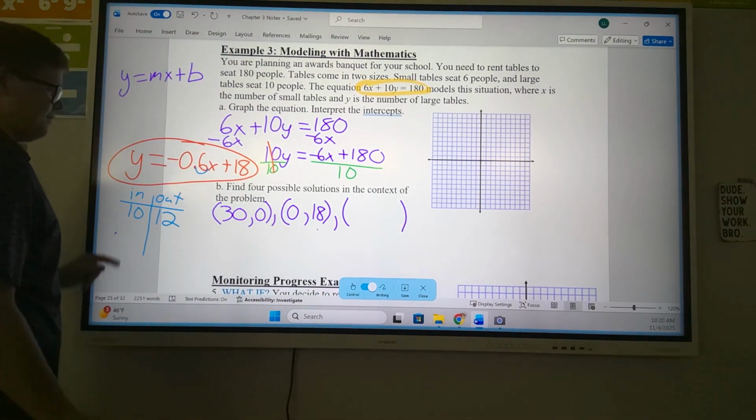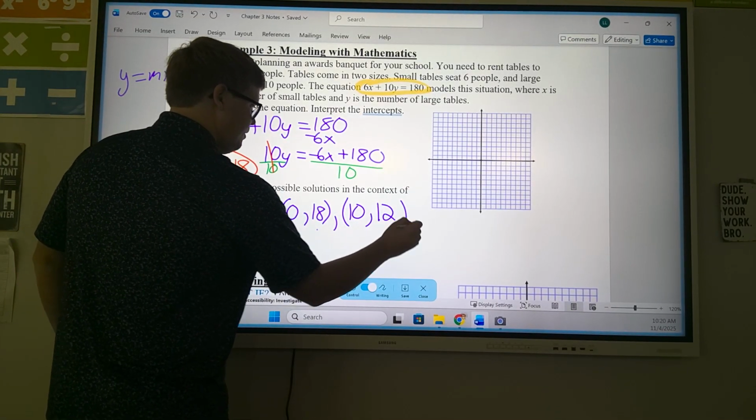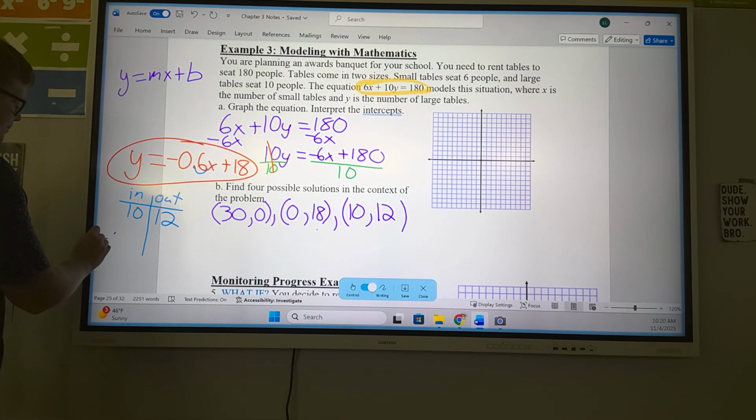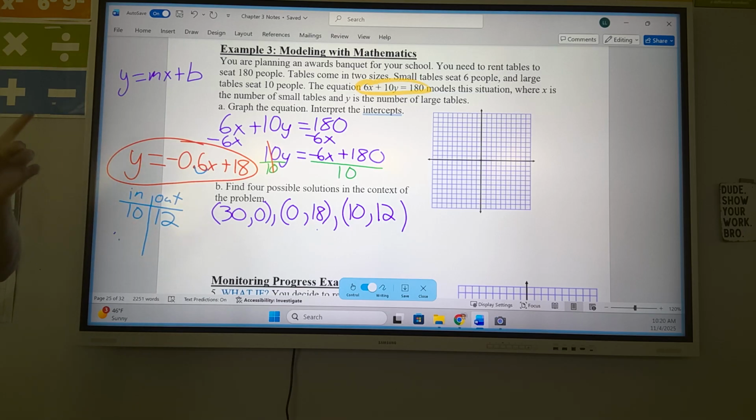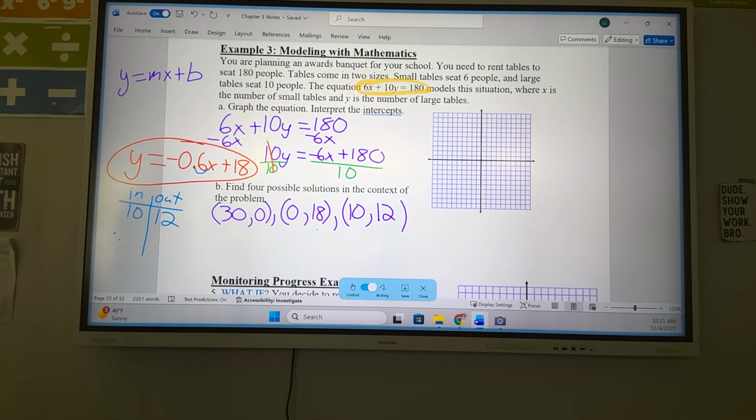We know that we can have 10 small tables, 12 large tables. Okay, let's do one more. There's tons of different options. I mean, you're not just going to get one solid answer. If you were to say, I'm going to keep plugging in until I get another whole number, that's totally fine. You can come up with different answers. You don't have to have the answers that I have. As long as you can plug these back into our standard form equation and still get 180 out of it, it's going to be right.